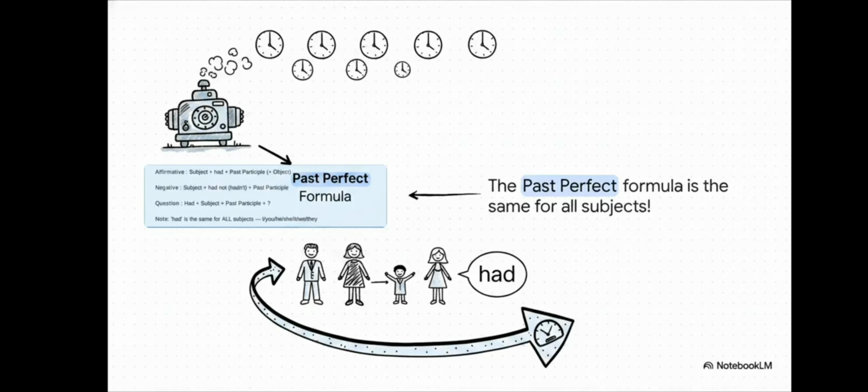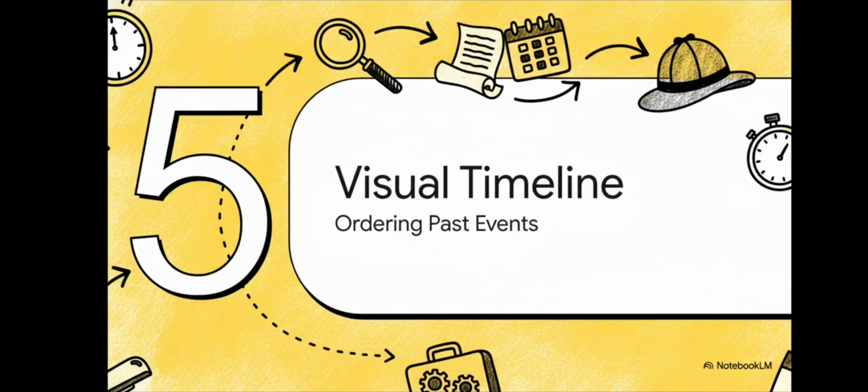And you can go ahead and breathe a huge sigh of relief here. Unlike the present perfect, which forces you to choose between have and has, the past perfect formula is incredibly straightforward. The auxiliary verb is just had, and it is exactly the same for all subjects. I had, you had, she had, they had. Just pair had with your past participle, and your time machine is fully fueled and ready to go. So much easier, right?